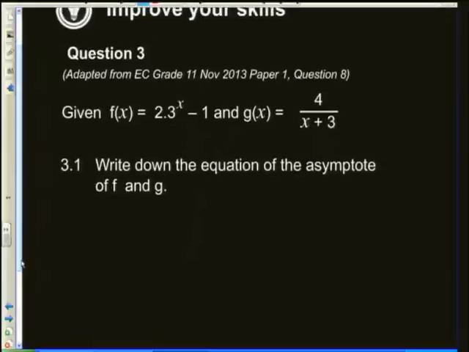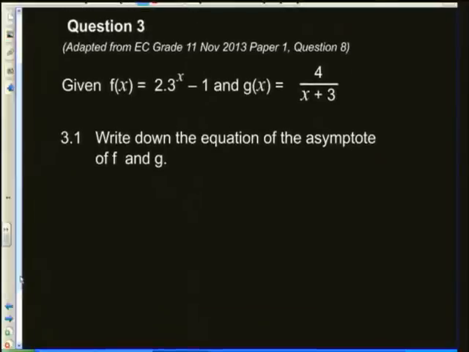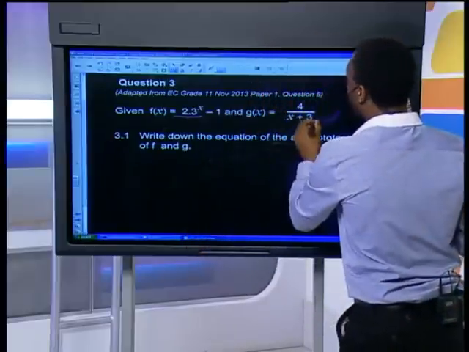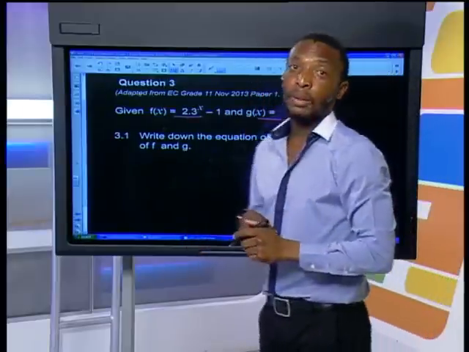Question 3 here. It looks like it's a graph question, right? So given f of x is equal to 2 times 3 to the x minus 1, and g of x is equal to 4 over x plus 3. Write down the equation of the asymptotes of f and g. Right, so what type of graph or function is f? This here, ladies and gentlemen, as you will agree, is an exponential graph, because my x is an exponent. And this here looks like a hyperbola, because my x is a part of a denominator.